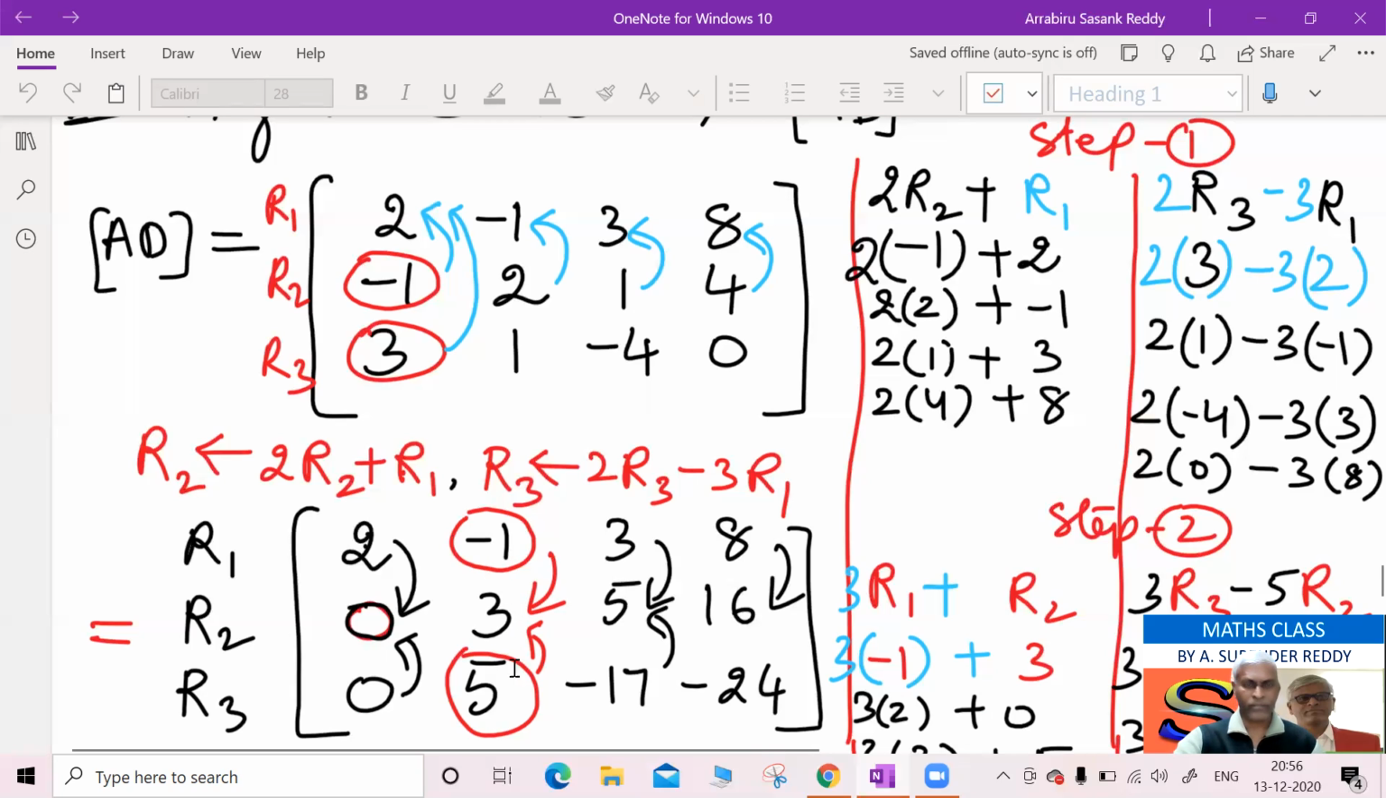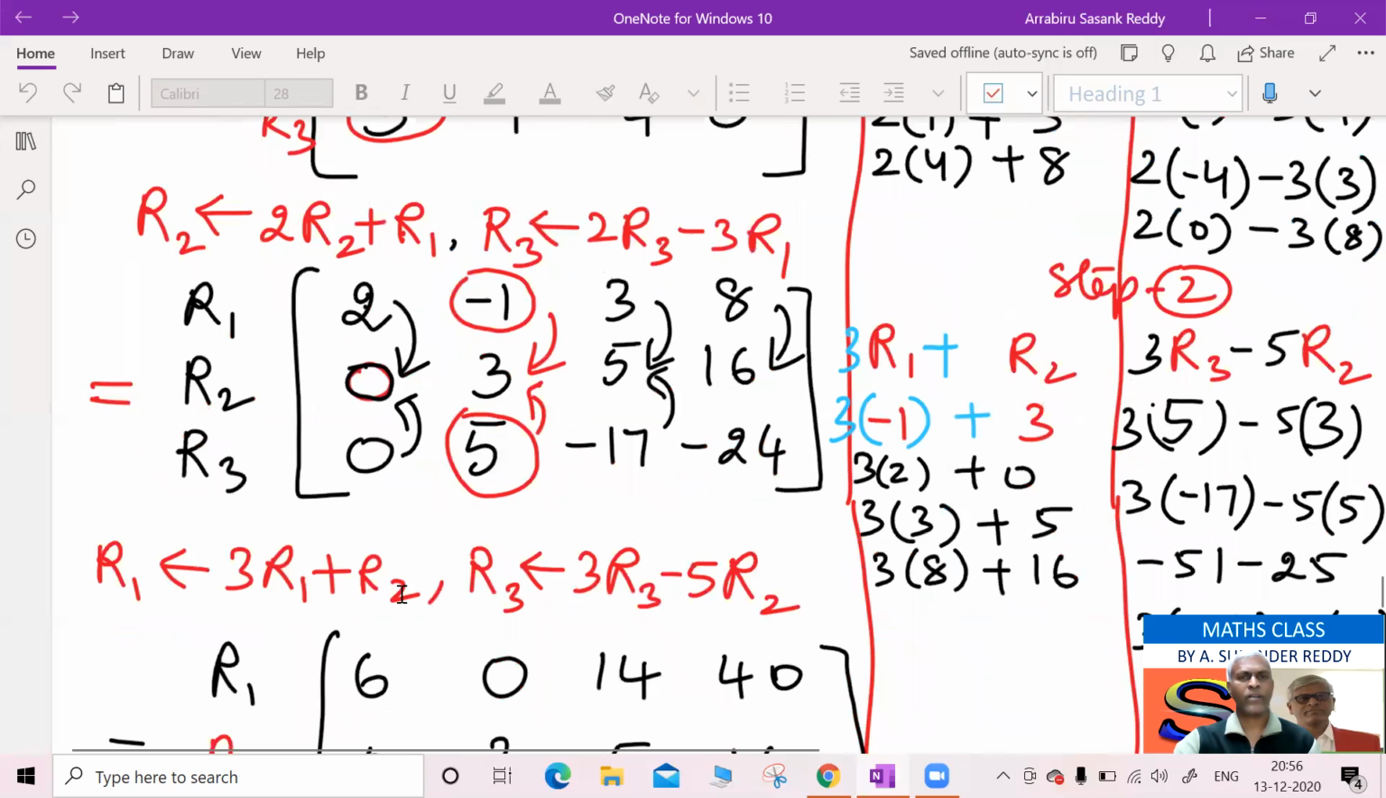So -1 and 3. First make them equal. You multiply -1 with 3, that is 3 into R1. -1 is R1. So by adding them, -3 plus 3 becomes 0. 3R1 plus R2 is the formula. So 3R1 plus R2 is the suitable formula.